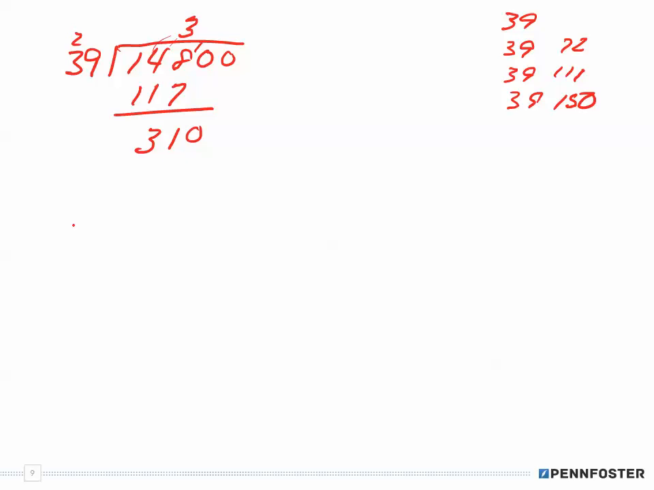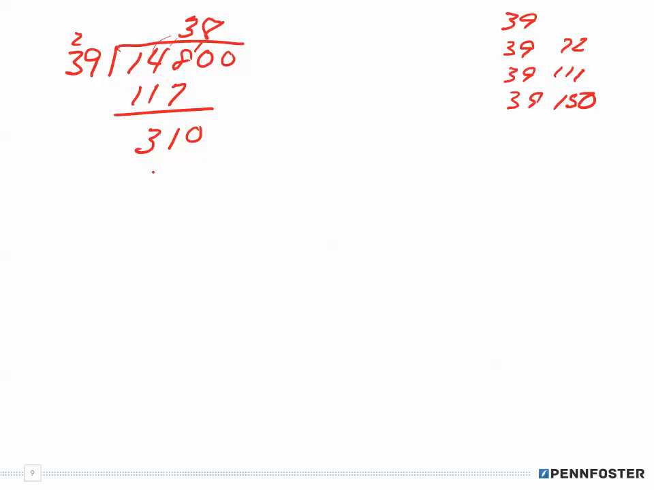I bring down my 0, and again, I have to figure out a guesstimation here. Well, 39 times 10 is 390. All right, so that's too much. By 80, right? 390 minus 310 is 80. So instead of 10, remember I'm using 40 here, I'm going to guesstimate at 8. Now I might be right and I might be wrong, okay? I don't know. I'm going to find out, right?